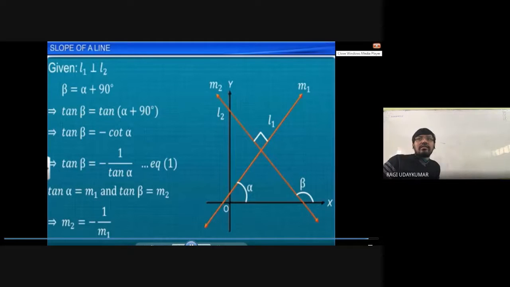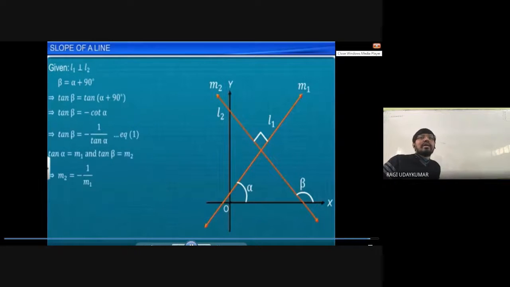So this is the thing you have learned in this chapter. M1, M2 are the slopes here, and if the product is equal to minus 1, if the product of the slopes is minus 1, then the lines are perpendicular to each other.